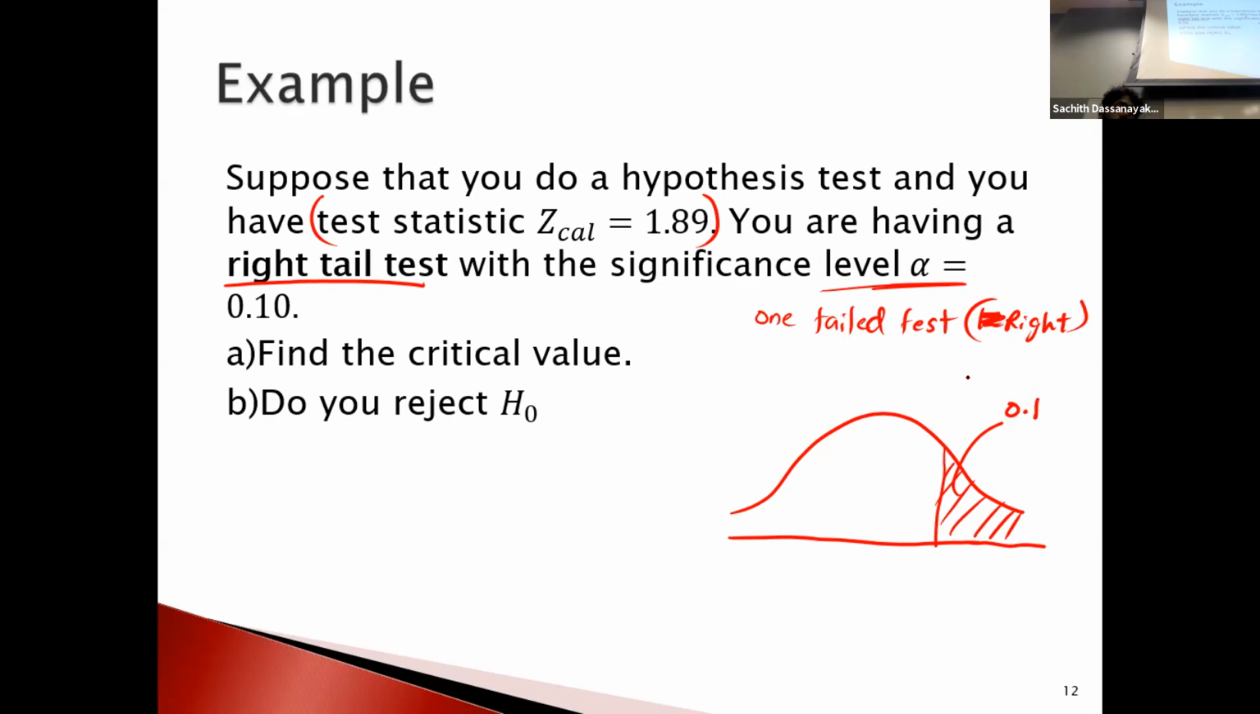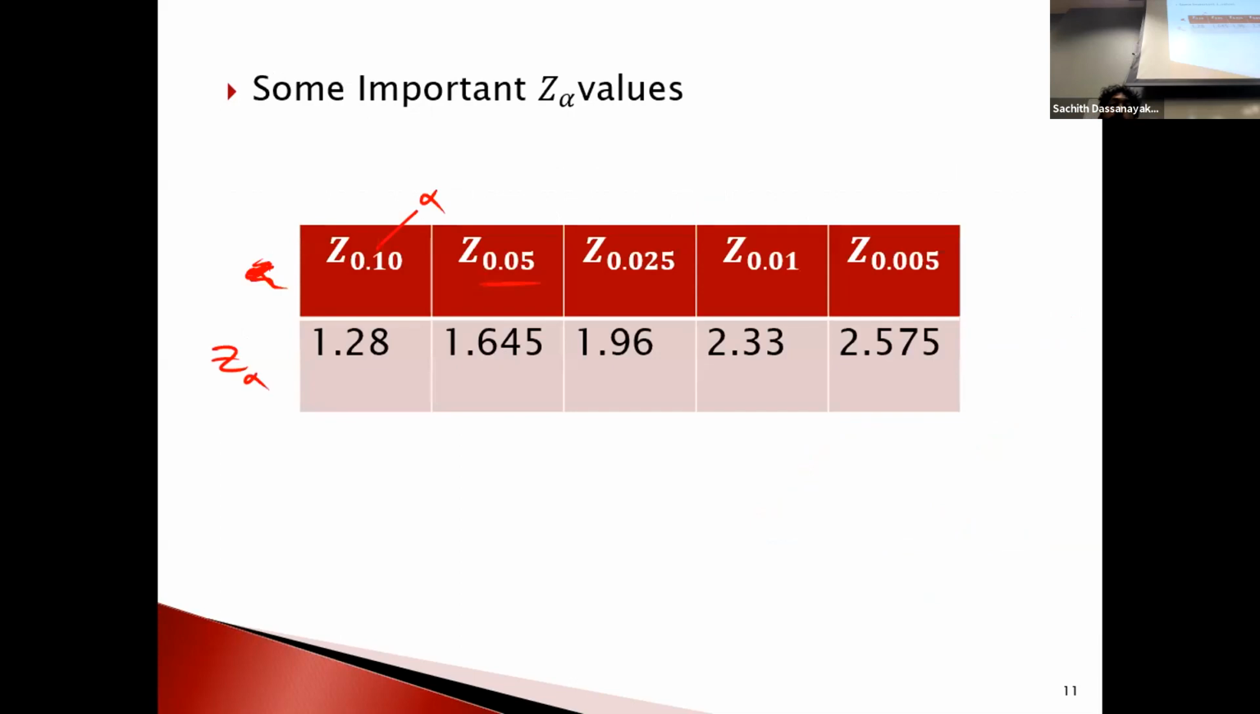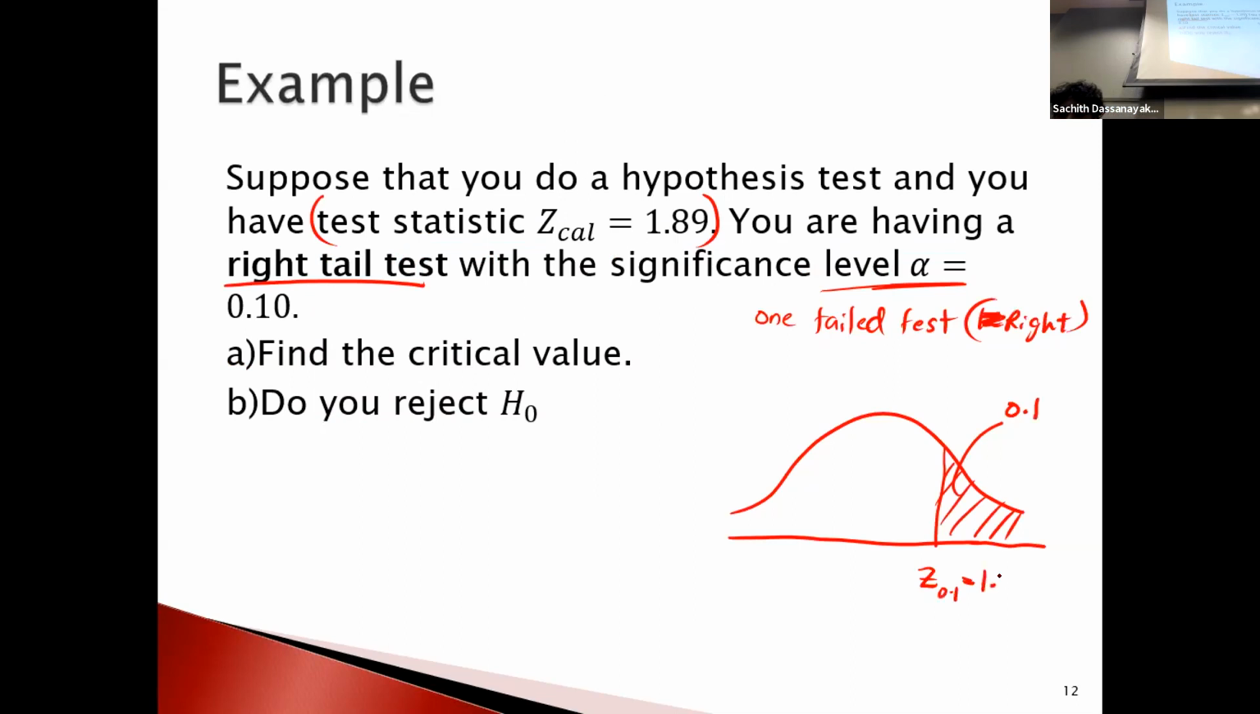Go to the Z table and find this value right here, Z 0.1. It's a positive value. I can find that value here, 1.28, positive, in this table. Now check your Z calculated value. Your Z calculated value is 1.89, and your Z alpha, where alpha equals 0.1, is 1.28.